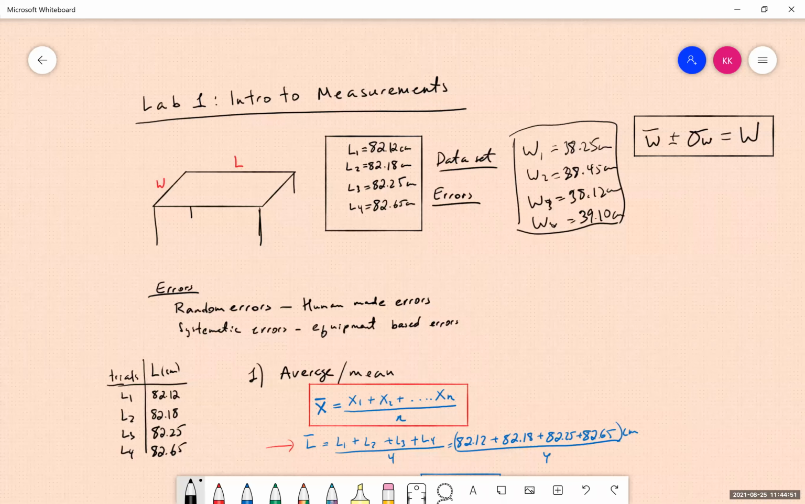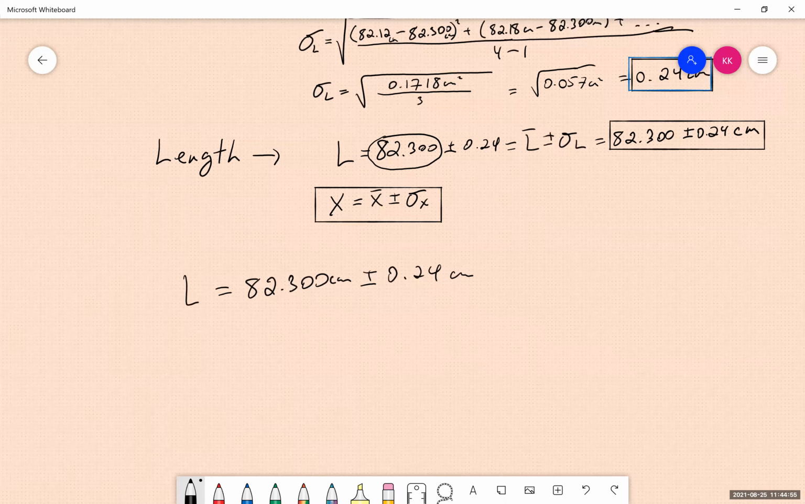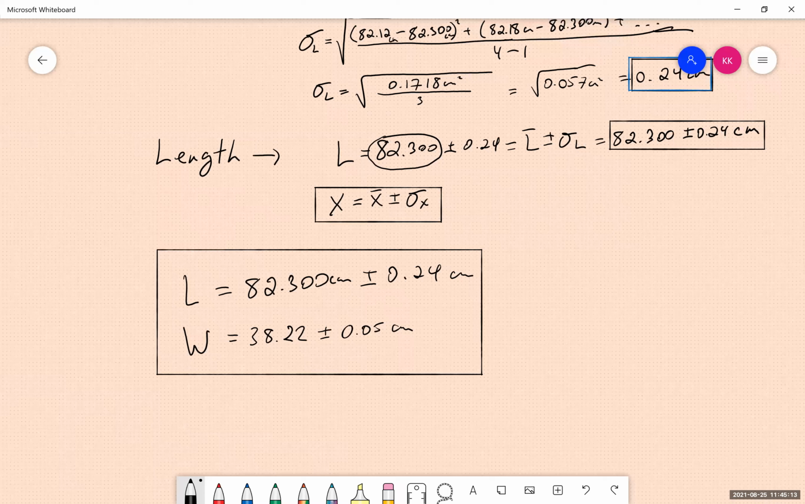All right. So what we have next is this. That means, for example, I'm going to just make up some numbers. So let's say you calculated the length, you calculate the width, and then the width, for example, is 38.22 plus minus 0.05 centimeters. So that's basically the average and uncertainty for the length and the width. So that means you can just come to me and say, okay, that's our result.